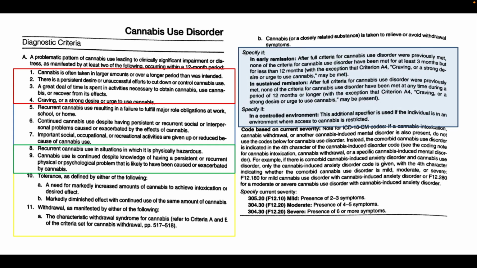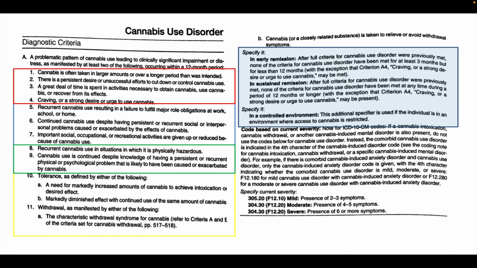I also want to bring your attention to remission for substance use disorder. In early remission, after all of the full criteria were met, and then when they had a certain amount of time, or at least 3 months, where none of the criteria for cannabis use disorder has been used, with the exception of criterion A4, which is craving or a strong desire to use, that would be early remission. In sustained remission is that, again, after they've met the criteria for this disorder and then they have not participated in any of the criteria for at least 12 months or longer, again with the exception of A4 of craving, because craving is what keeps this as a long-term disease.